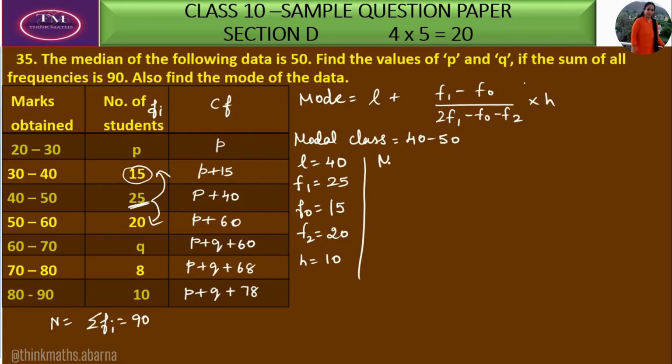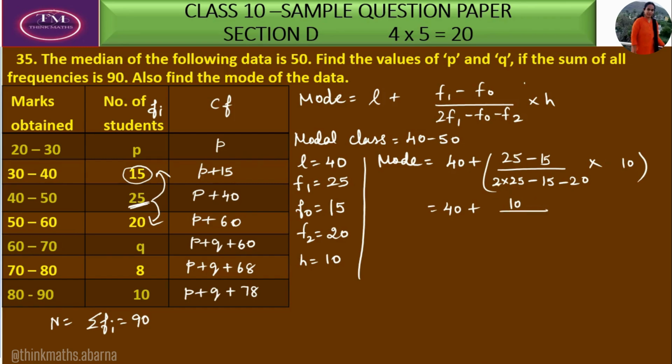So mode is equal to 40 plus what is F1? 25. F0, it is 15. 2F1, so 2 into 25, minus 15, minus F2, it is 20, into H. What is H? It is 10. So 40 plus (25 minus 15 is 10), 10 divided by (2 into 25, 50; 50 minus 15 minus 20), into 10. So 40 plus 10 divided by (50 minus 20, it is 30; 30 minus 15, it is 15), into 10.